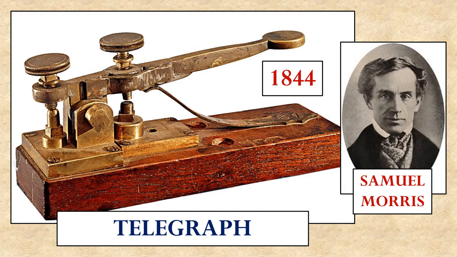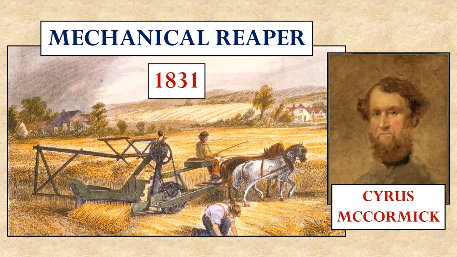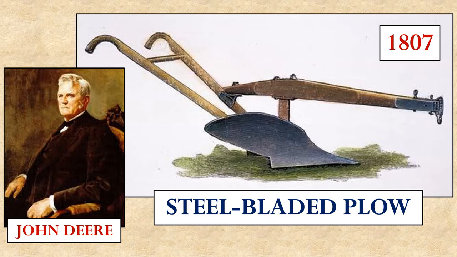Another invention by an American was the mechanical reaper, which allowed for the harvesting of grain in a more efficient fashion, created by a man named Cyrus McCormick. And a third example of an invention by an American that saved labor, allowed people to be more productive, was the steel-bladed plow invented by John Deere in 1807.